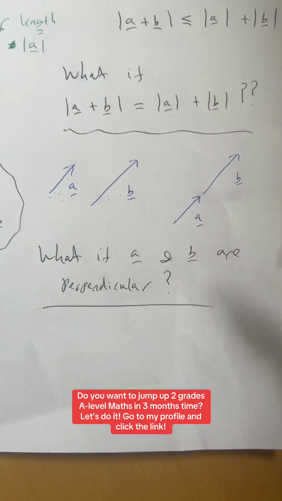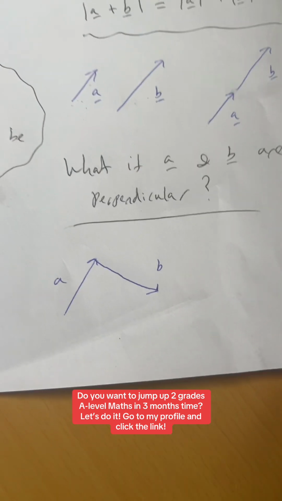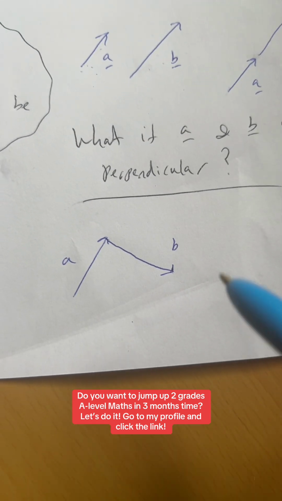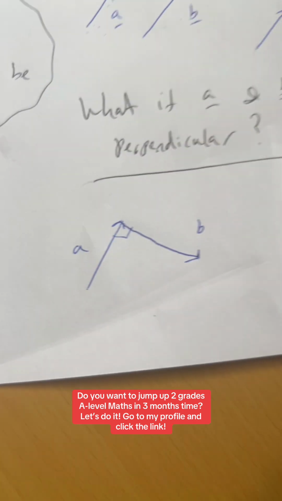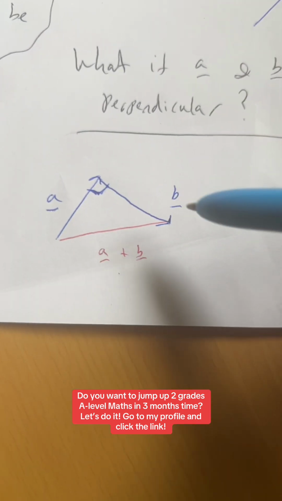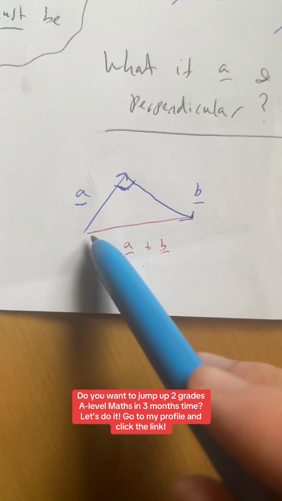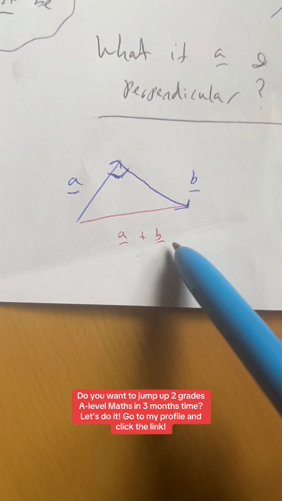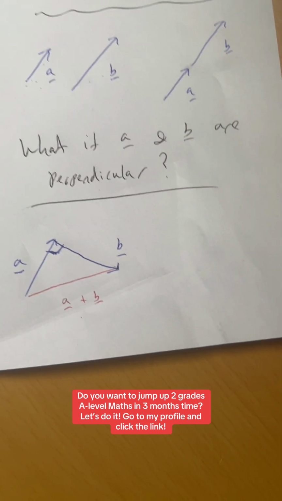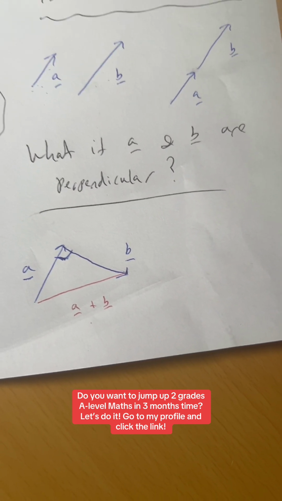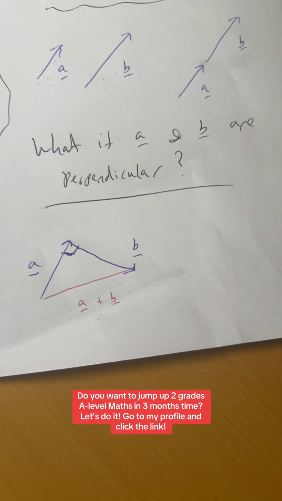Now, what if a and b are perpendicular? So remember, perpendicular just means that the two lines make a right angle. So in other words, we have a right angle between the two vectors there. So if we join this up to create a right-angled triangle, obviously that arrow there, that vector, is a plus b. We've got a there, we've got b there. So hopefully you should know by now that right-angled triangles satisfy something called Pythagoras' theorem.